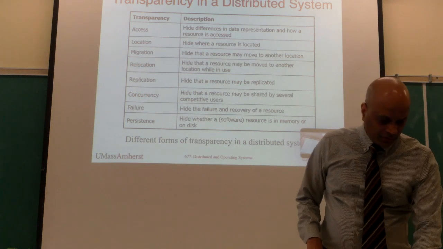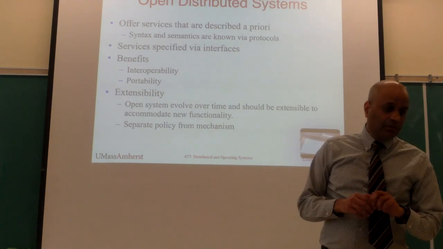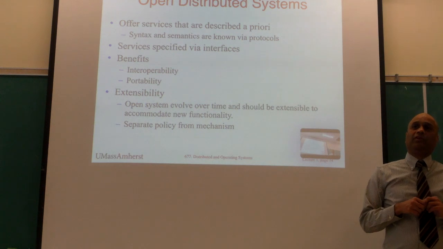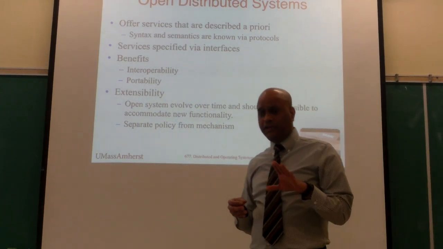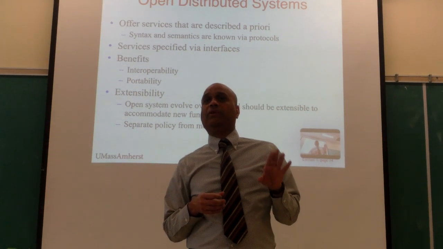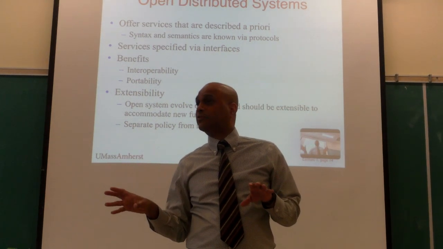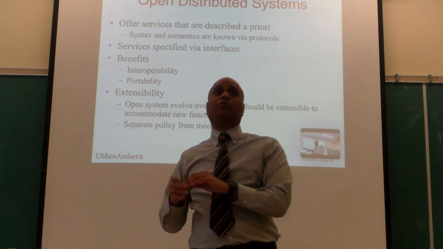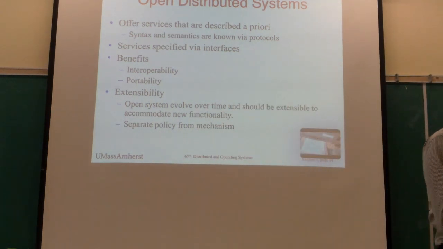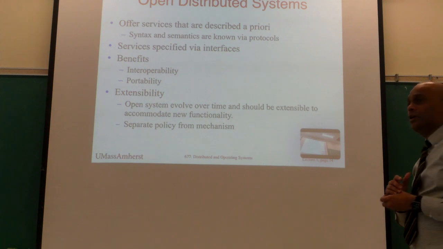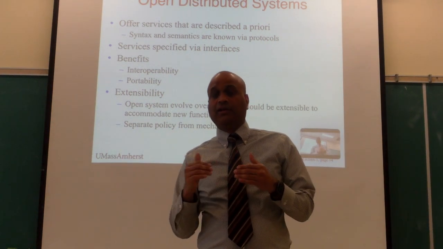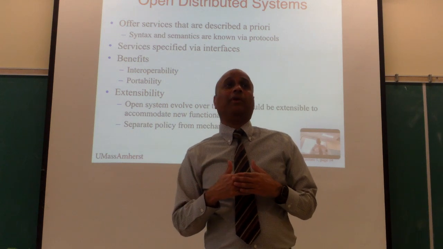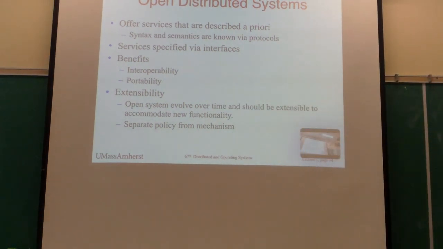Okay. The next attribute we want to talk about is what we will call open distributed systems. One thing to keep in mind is that there's a difference between open systems and open source systems. Open source means the source code for the system is available; you can download it, use it, modify it, and so on. An open distributed system just says that the interfaces are well described and open, so you can use those interfaces to build your own applications and interact with it.